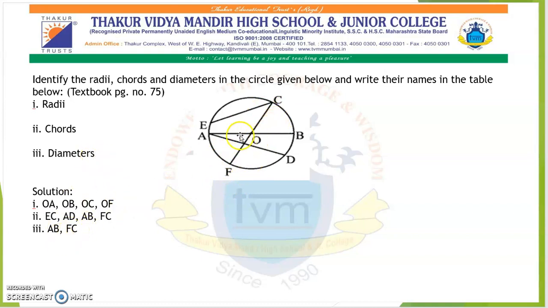Next, diameter. AB and FC are called diameters because if a segment passes through the center of a circle, it is called a diameter. You can observe that AB passes through the center, and FC. So both are what? Diameters. You can see one thing, that AB is a chord also and a diameter also. So a chord can be called a diameter if it passes through the center. So you can see that this chord is passing through the center, so it is a diameter also. A diameter can be called the longest chord also.